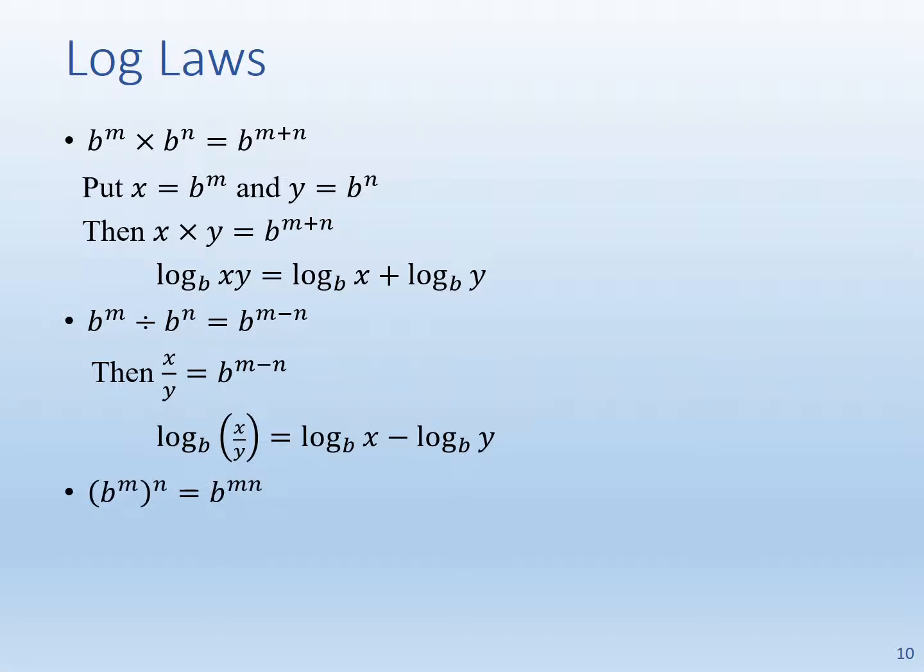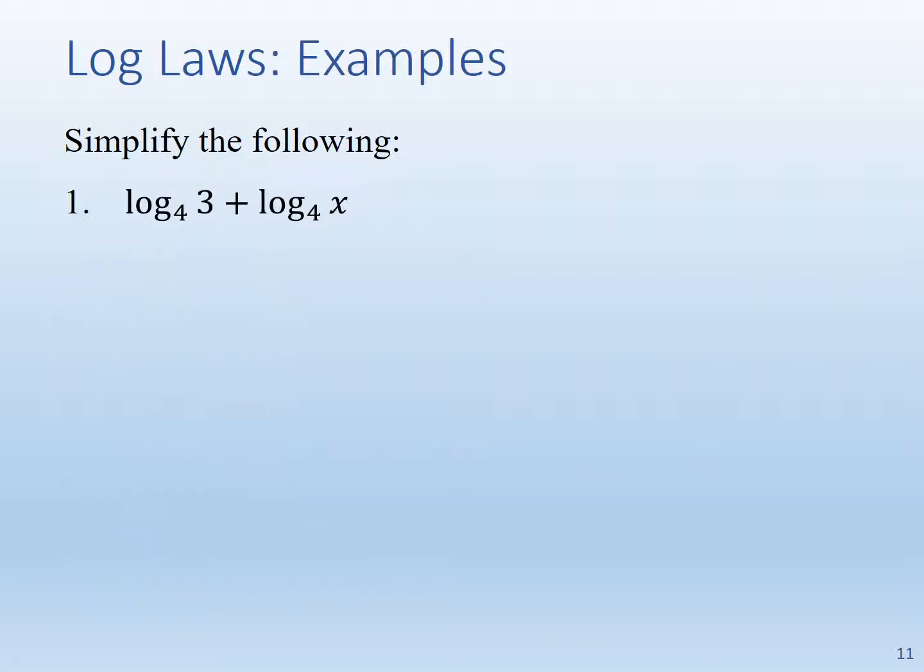And lastly, when we have b to the power of m raised to the power of n, then once again replacing the b to the power of m as an x, what we have on the right hand side is b to the power of m times n. And so now looking at the log of that, the log of x to the power of n is the log of x, which is the m, that we then multiply by the n, because of course the log is the index.